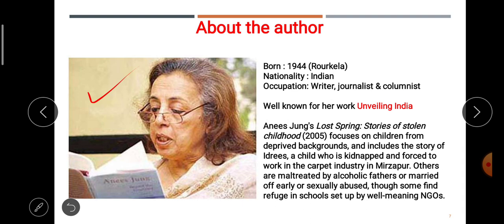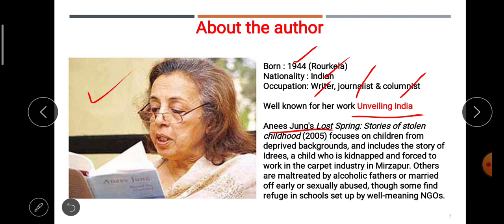The lady in the picture is Anees Jung. She was born in 1944 in Rourkela, Orissa, India. She is Indian, and by profession she is a writer, journalist, and a columnist. She writes columns for the Indian as well as the foreign newspapers. And her book Unveiling India made her a very popular author.